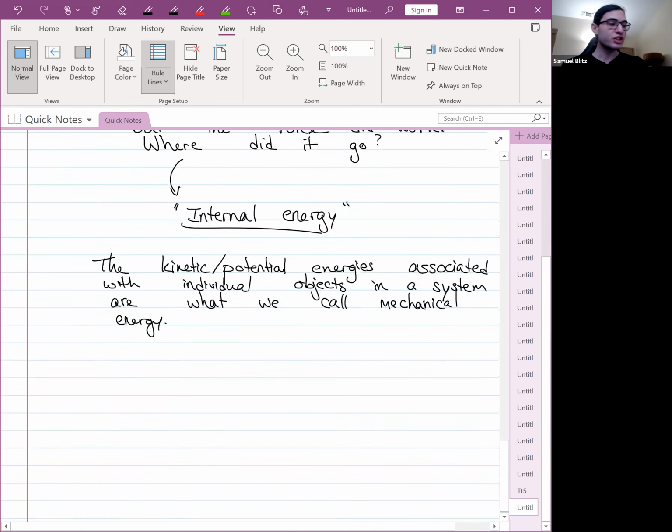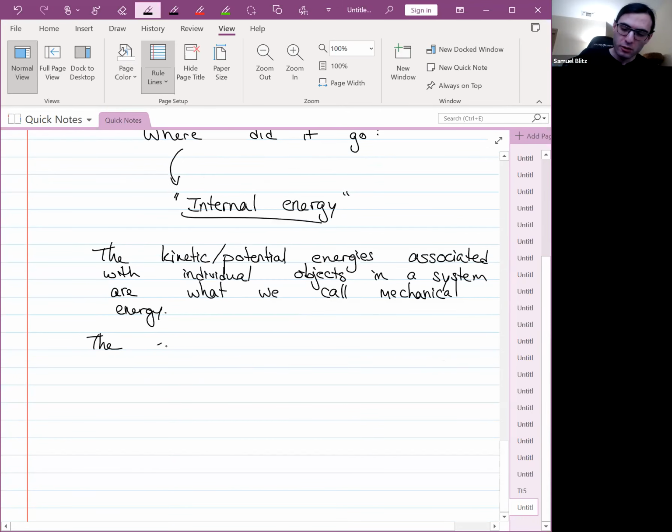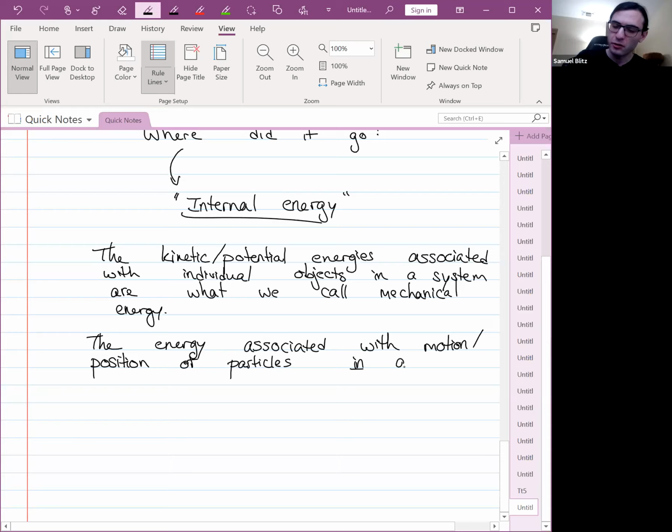So the energy associated with the motion and position of particles in an object is called internal energy. Remember, any energy associated with position is really a potential energy.